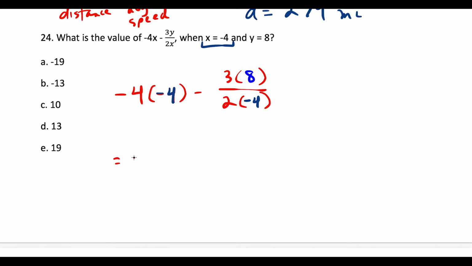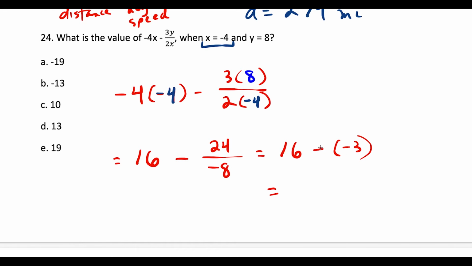So this is going to work out to negative 4 times negative 4 is positive 16 minus, and here we have 3 times 8, and that's going to give us 24 over 2 times negative 4 is negative 8. And now if we simplify, this is going to give us 16 minus 24 divided by negative 8 is negative 3. And if we do 16 minus negative 3, well, when you subtract the negative, the operation changes to addition here. We have 16 plus 3, which is equal to 19. And that's going to match up with choice E.